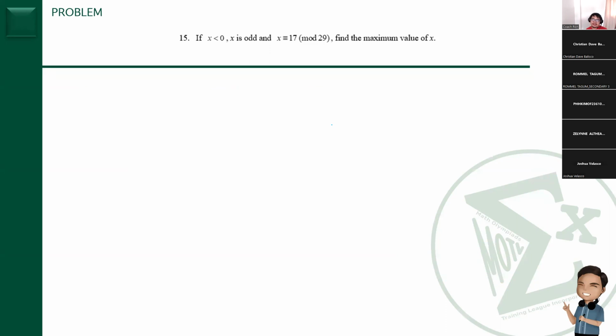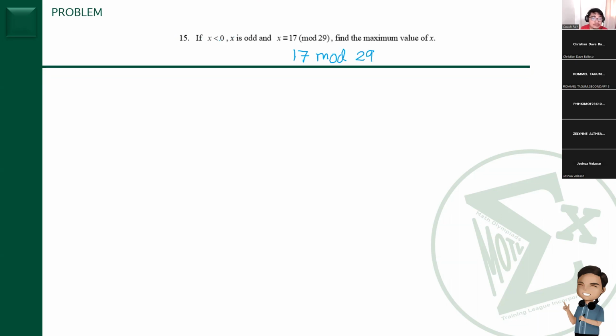X is greater than 0. Wait, is this a joke? Ah, yeah, okay, it's less than 0 actually. Sorry, it's still greater than 0. Okay, X is congruent to 17 mod 29. So 17 mod 29, right? So X is less than 0.